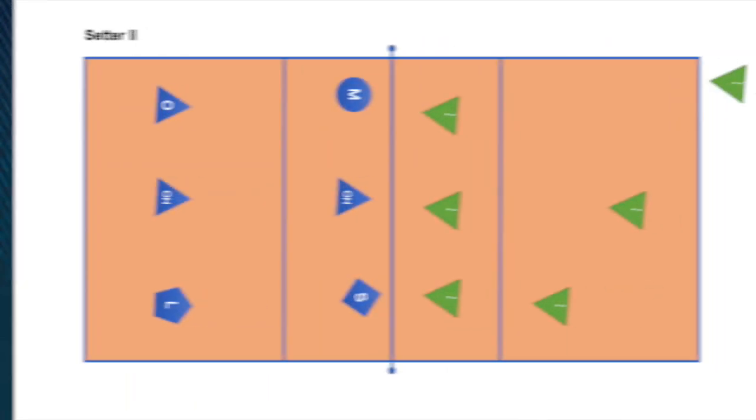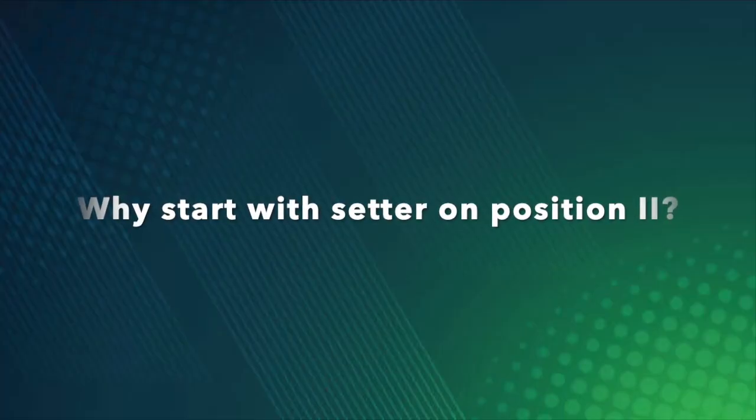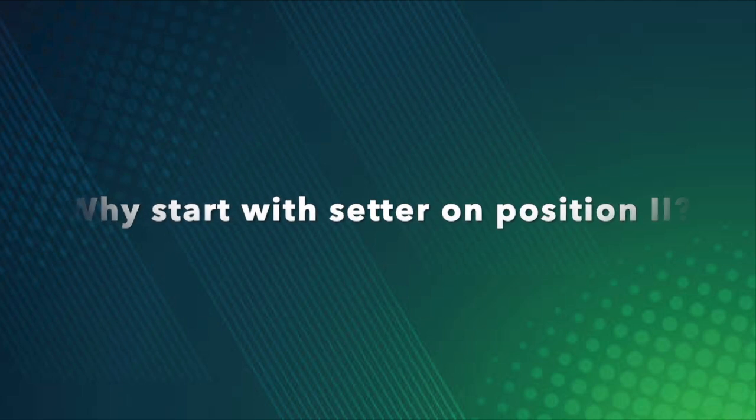Let's go. If you play a very classic system, you have the setter, you have an opposite standing diagonal to the setter, you have two middle players and two outside hitters, and usually the middle player is replaced by a libero if he's standing back row. So why do teams often start with setter on position 2?